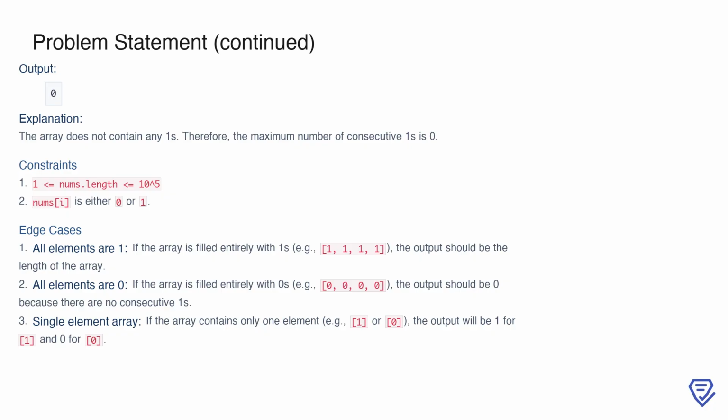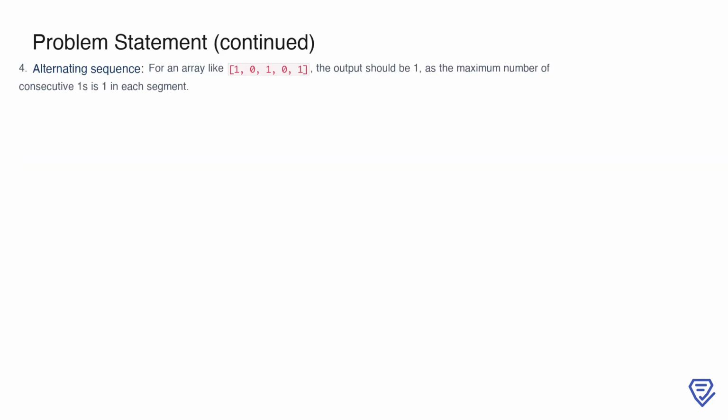Now, for edge cases, if the array consists entirely of ones, such as 1, 1, 1, 1, then the output should equal the length of the array, since the entire array forms one continuous segment of ones. On the other hand, if the array contains only zeros, such as 0, 0, 0, 0, the output would be 0, as there are no ones to form a sequence. Additionally, if the array has just one element, the result depends on whether the element is a 1 or a 0. For example, if the array is 1, the output would be 1, as the single element itself forms a segment of length 1. But if the array is 0, the output would be 0, as there are no ones.